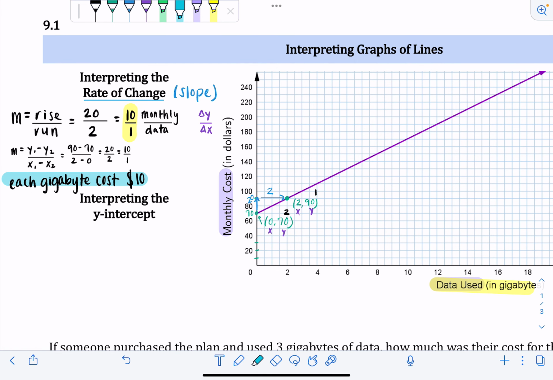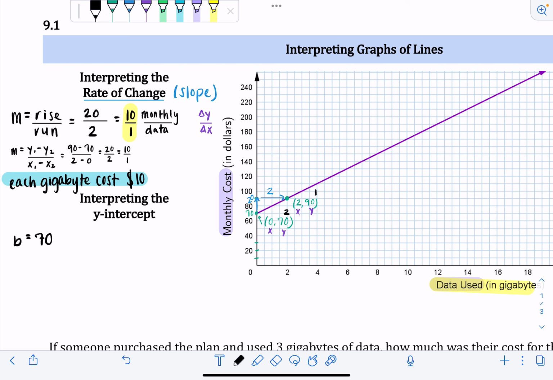Okay, and then for interpreting the y-intercept, I think this is the easier part of this type of problem. The y-intercept is where our line crosses the y-axis. We already found it. We used that point. It's at 70 because that's where it hits the y-axis. The variable that we use for the y-intercept is b, so I can say b is 70. Think about that as where our graph is starting. That's our baseline for our monthly cell phone bill because that's where it's starting.